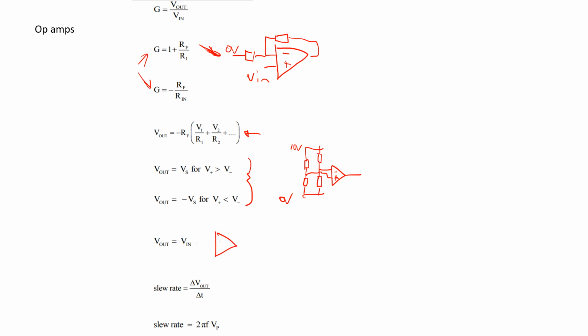Believe it or not, there is such a thing as just feeding that round. That will give you a gain of 1. The idea of doing that is because the output follows the input, but you have more current, or you can say the output impedance is lower compared to the input impedance, so you've got more current available by doing that. And then you've got two equations for slew rates.